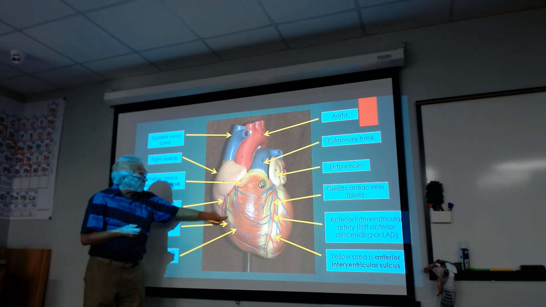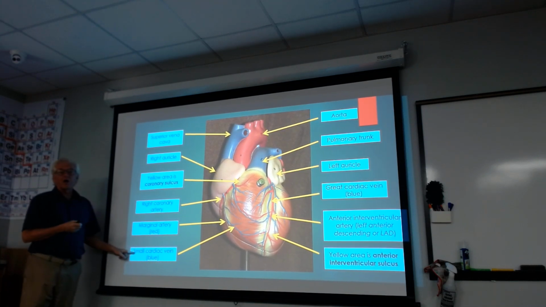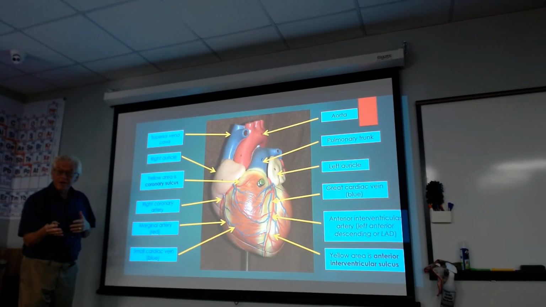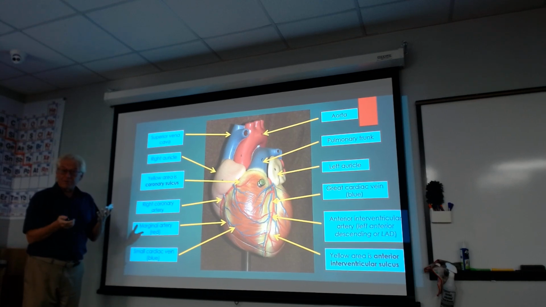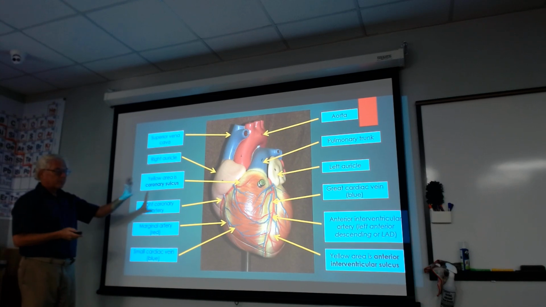And the big vein that works with it is called the small cardiac vein. Notice how the arteries are called coronary and all of the veins are called cardiac to help keep them separate, even though cardiac and coronary both mean the heart. Cool beans?